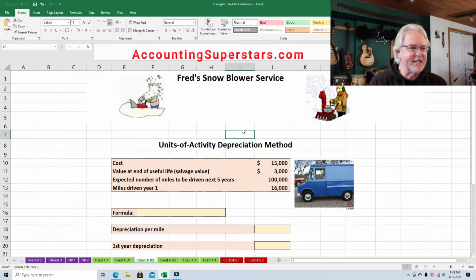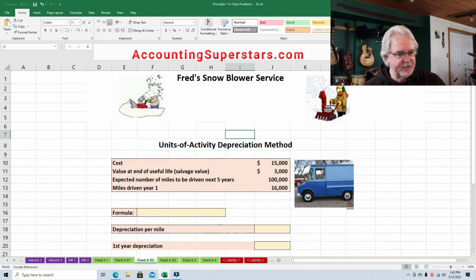So today's lesson is the units of activity depreciation method. And this is a very common method, especially for industrial machinery, things that are used on an hourly basis, or driving miles in this case, rather than time. And so here's what's going on.